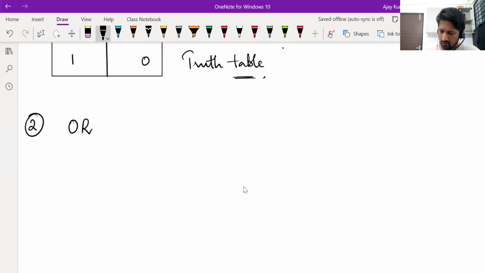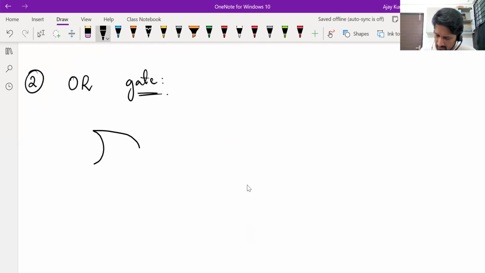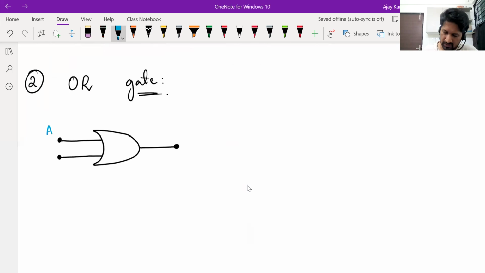Next is an OR gate. An OR gate is a gate with two inputs and one output. Inputs you can call as A and B. Output take it as Y.